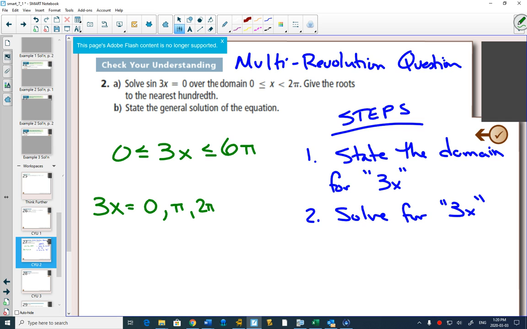That's one time around, right? Second time around, you would get, well, before 4 pi, 3 pi, and then 4 pi. Third time around, you would get 5 pi and 6 pi.